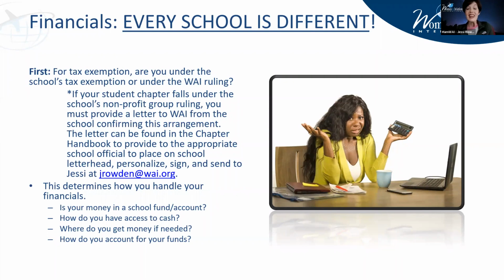If your student chapter falls under the school's nonprofit group ruling, then you need to provide a letter to Women in Aviation International from the school confirming that this is the arrangement. The letter can be found in the chapter handbook to provide to the appropriate school official to place on school letterhead, personalize, sign, and then send back to me at jrowden@wai.org.